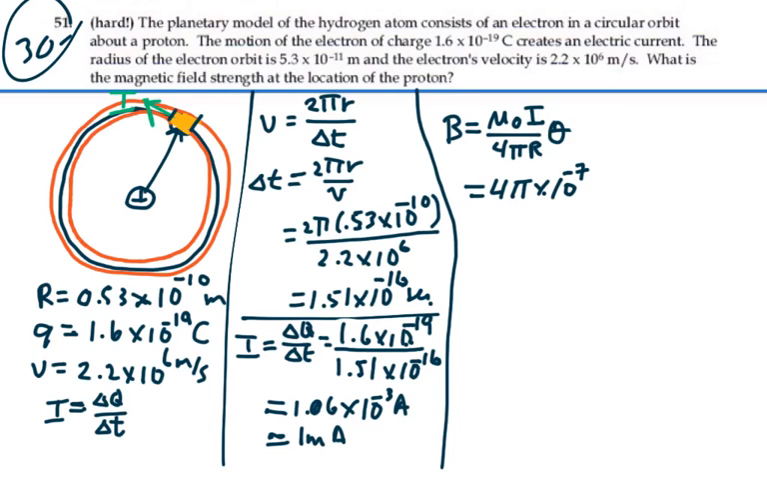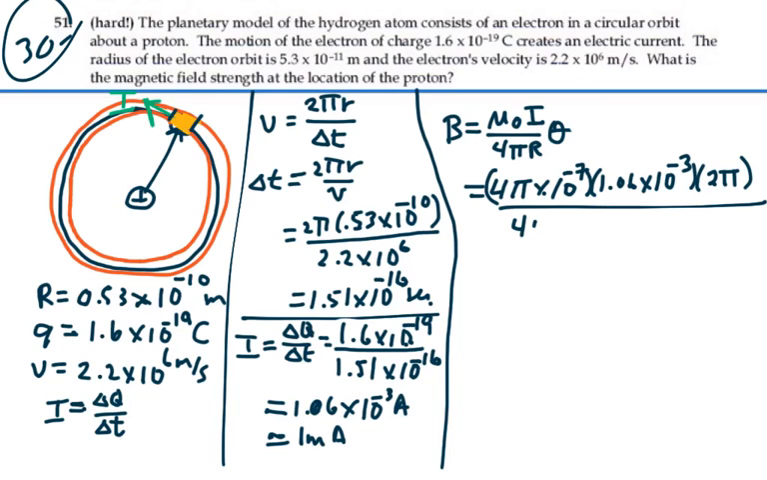times the current, 1.06 times 10 to the minus 3 amps, times the angle in radians, 2 pi, over 4 pi times the radius, which is 5.3 times 10 to the minus 11, or 0.53 times 10 to the minus 10. And the 4 pi's cancel out. And we'll plug that in and see what we get.